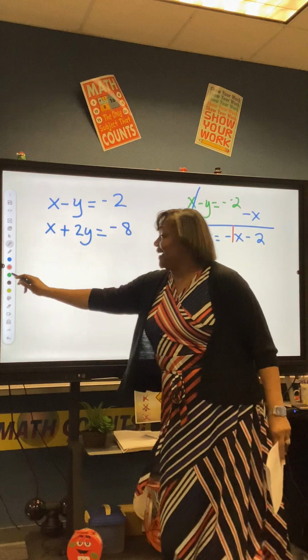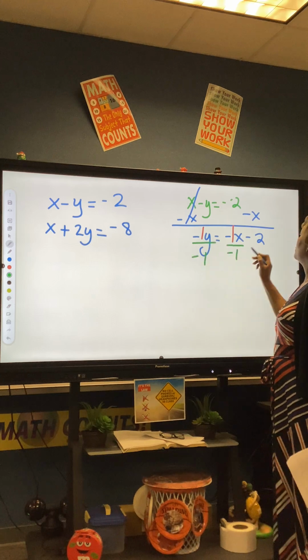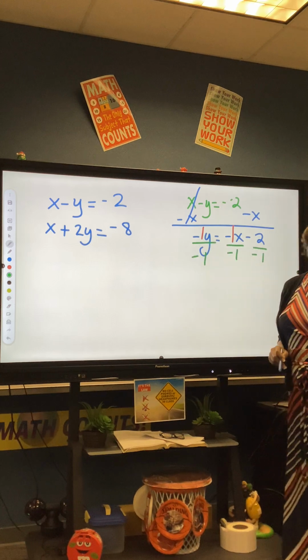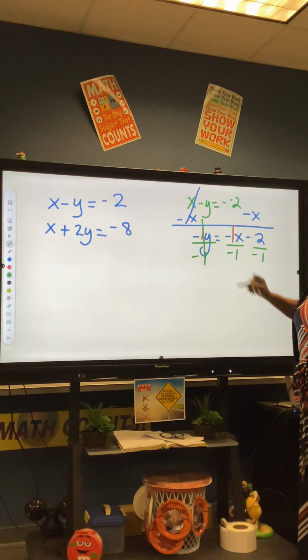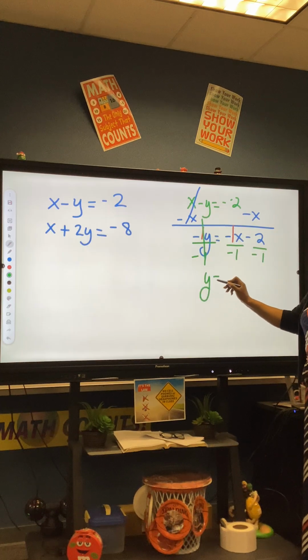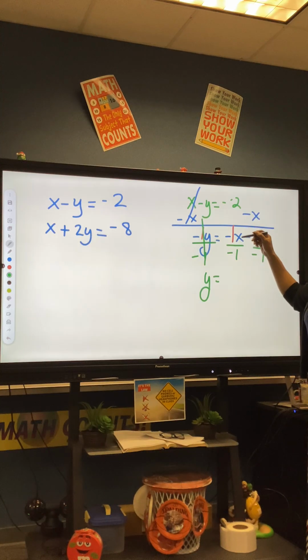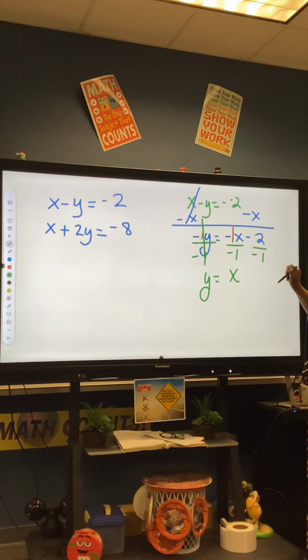You're going to divide by the coefficient of the y. You might want to write it down. When you divide by the coefficient of the y, you're going to isolate the y by itself. So y is going to be equal to a negative divided by a negative is going to give you a positive x. A negative divided by a negative is going to give you a positive 2.